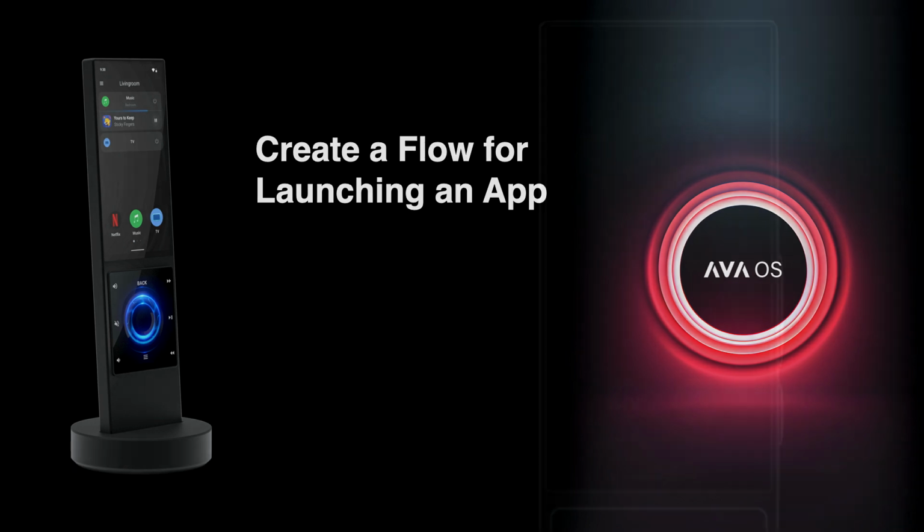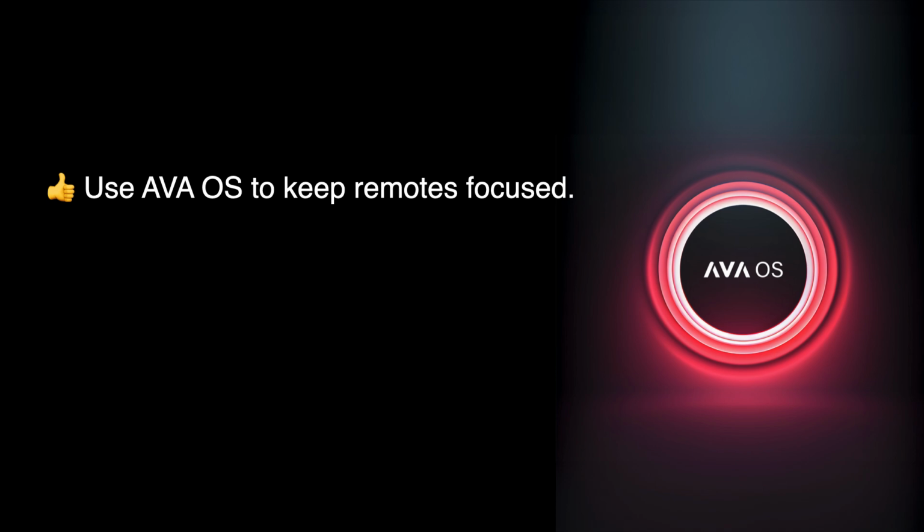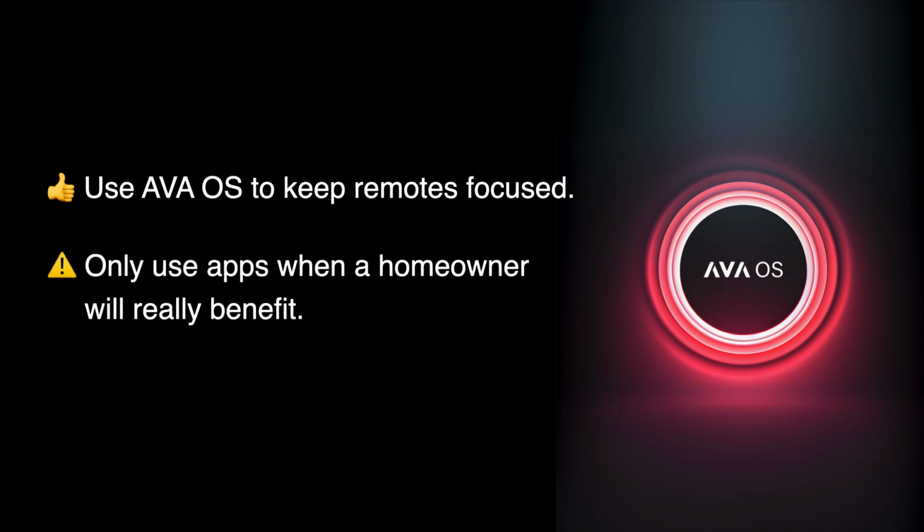Any Android app that can be installed in an AVA remote can be launched with a flow icon. Remember AVA's guidance, it's rare that your client will need apps on their remote. But for something like a DoorBird or a Nest thermostat, the native app is the right thing.